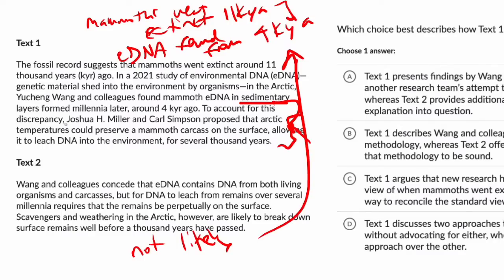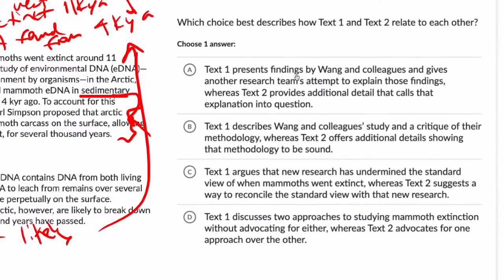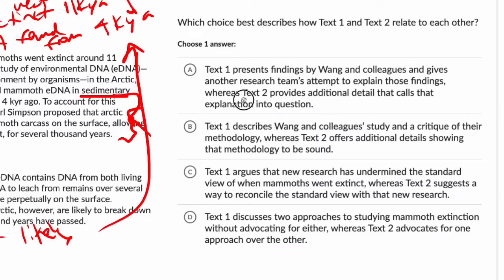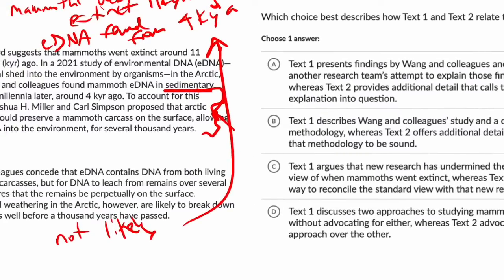They're trying to account for this discrepancy, and they're proposing that Arctic temperatures could preserve a mammoth carcass on the surface for several thousand years. They're saying not likely because of scavengers. Think of vultures or other organisms that feed off of dead animals, and then weathering, just wearing away. So they're going to say that that explanation is not likely. So text 1 presents findings by Wang and colleagues and gives another research team's attempt to explain those findings, whereas text 2 provides additional detail that calls that explanation into question.